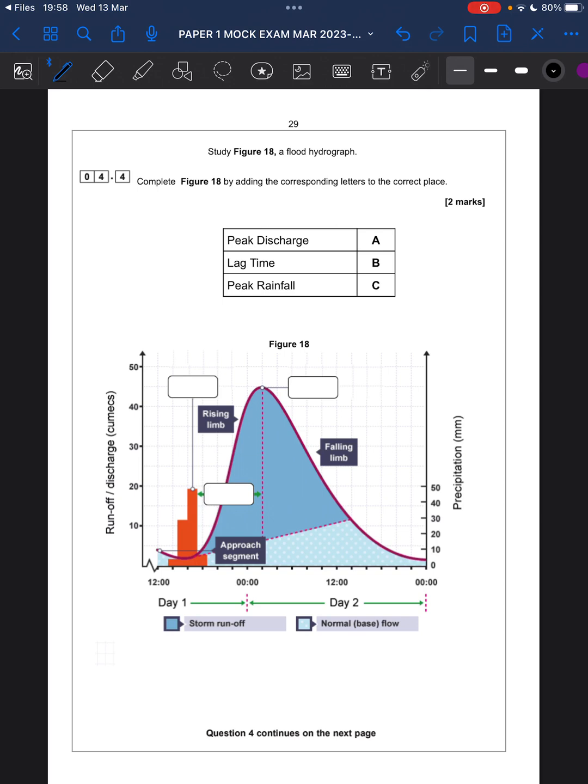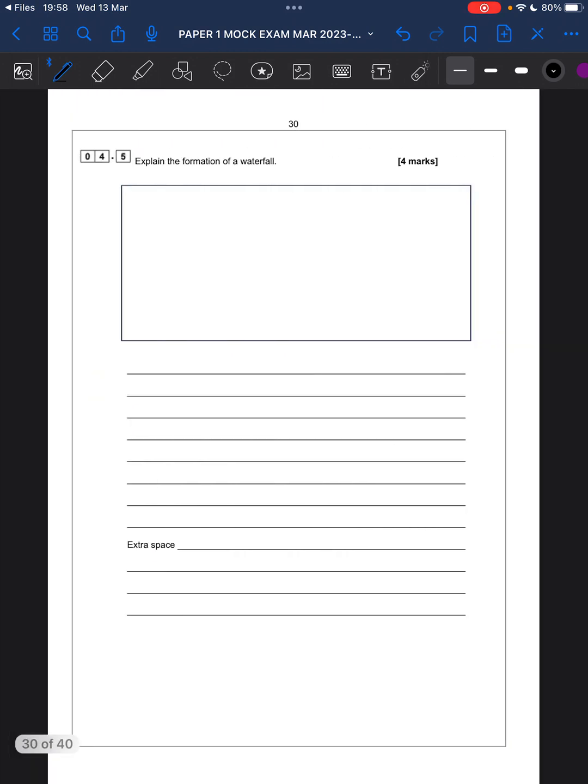Again, for me, this is easy as long as you're revising. You've got to be revising here, okay? Let's have a little look. So A's there, B's there, and C's there. Okay, formation of a waterfall.